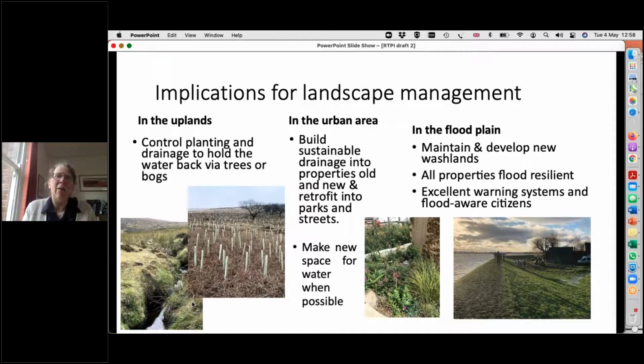The hope has to be that properties can be built in a way which is flood resilient, and that we have excellent warning systems. There are some real challenges there, because if the public are aware that properties are in a floodplain, for example through flood resilient features, they may be put off buying it, whereas a more vulnerable property that doesn't actually show that it's flood resilient may be more attractive because it doesn't tell you it's in a floodplain.